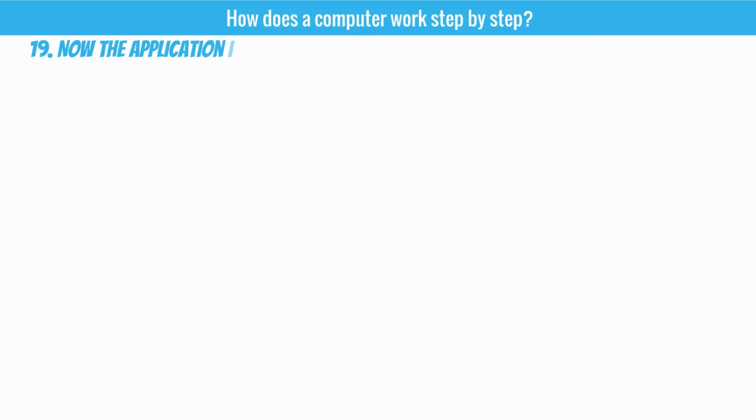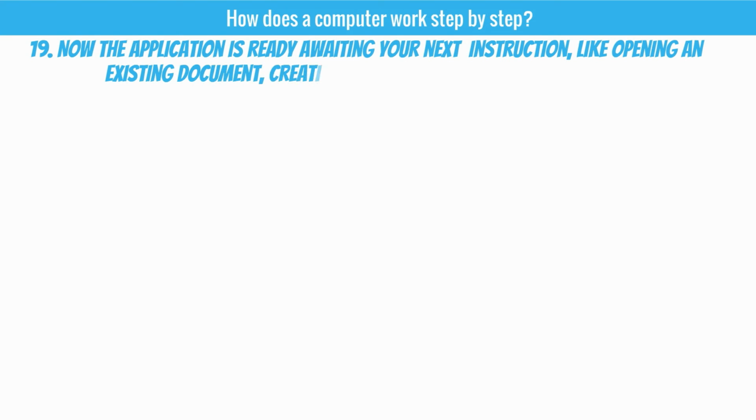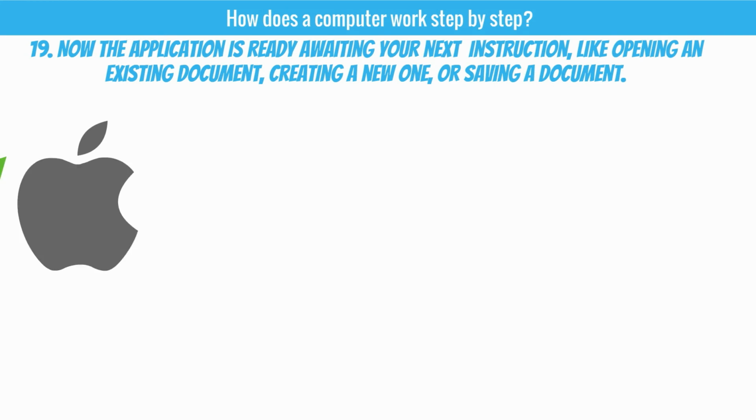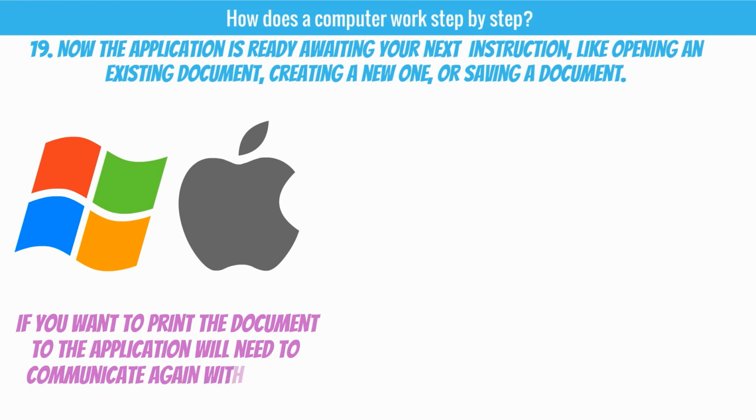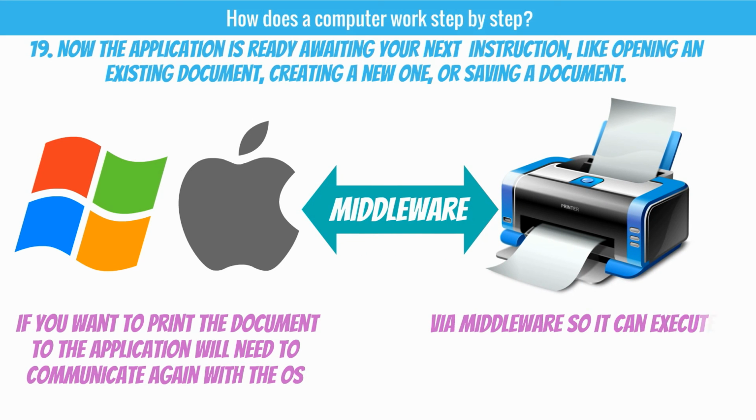Now the application is ready, awaiting your next instruction, like opening an existing document, creating a new one, or saving a document. If you want to print the document, the application will need to communicate again with the OS via middleware, so it can execute a print command and communicate to the printer.